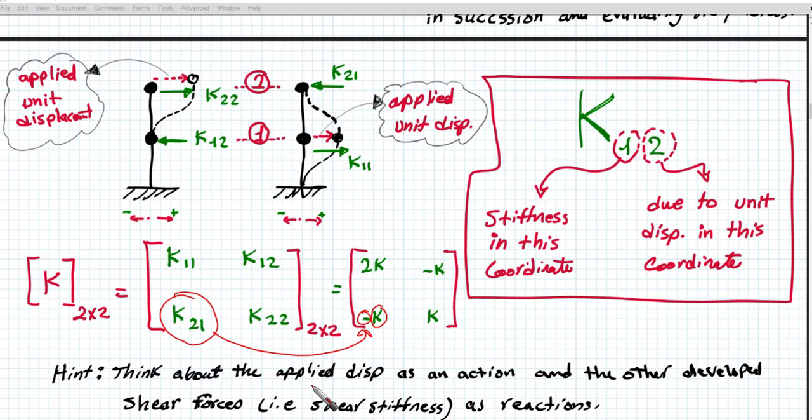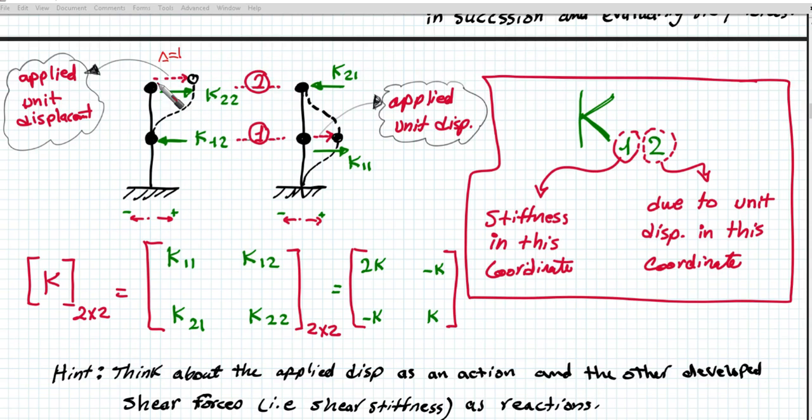Okay, now let's go to the next part. We finished the displacement at coordinate 1. Let's go to applying displacement at coordinate 2. So we're going to apply this displacement here. It is unit displacement, delta equal 1, applied at coordinate 2.